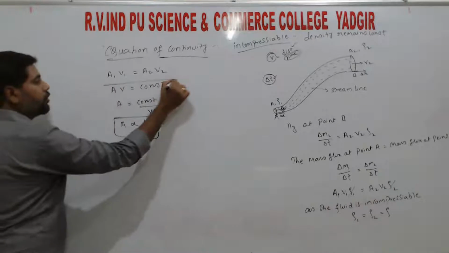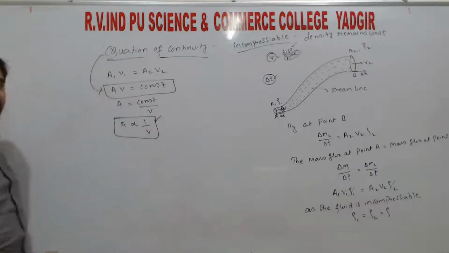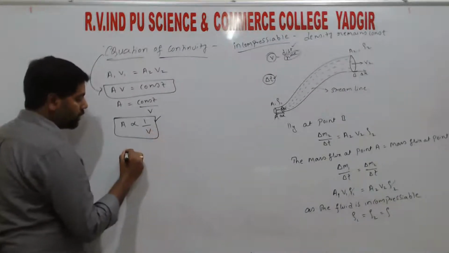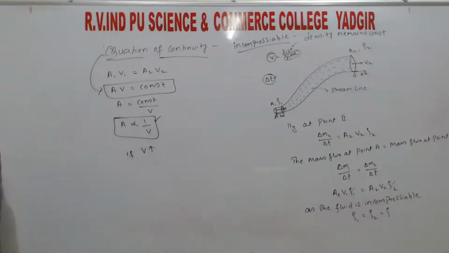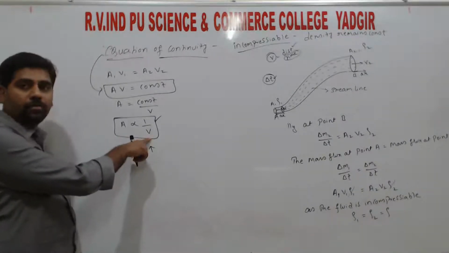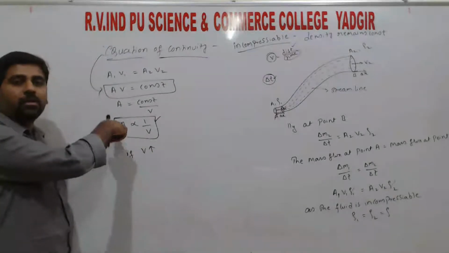So for the equation of continuity, you can stop here. This is the starred point: A is inversely proportional to V. So that means if the velocity is more, right? If V is more, then what should the area of cross section be? Inversely proportional. If it were directly proportional, then more velocity would mean more area of cross section too.